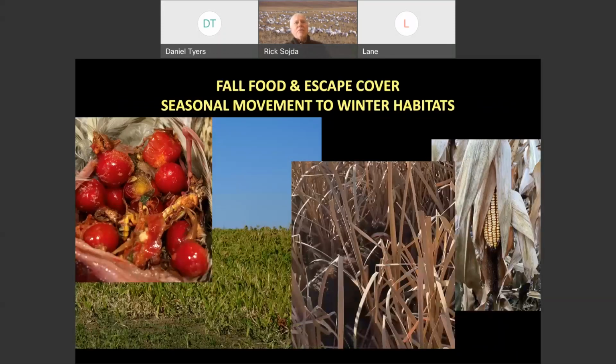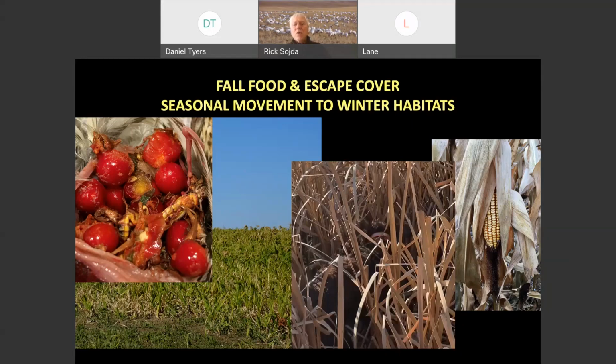Talk a minute about fall food and escape cover. On the upper left there, you see actually a sharptail crop cut open that shows rose hips with a side order of grasshoppers. That's pretty classic kind of food habit that you'll see in hunter shot birds in the early fall, mid-fall, even into late fall. I've actually shot birds and seen grasshoppers in them into December, when you would think they would all be gone, but somehow they find them.